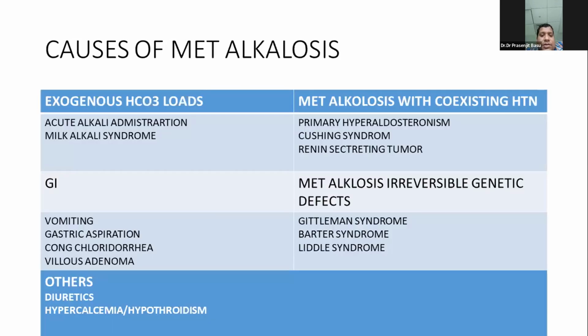Causes of metabolic alkalosis. Exogenous bicarbonate loads, acute alkali administration or milk-alkali syndrome. GI causes include vomiting, gastric aspiration, diarrhea, villous adenoma. Other causes include diuretics, hypercalcemia, hypothyroidism. And metabolic alkalosis with coexisting hypertension: primary hyperaldosteronism, Cushing syndrome, renin-secreting tumor. Metabolic alkalosis from irreversible genetic defects like Gitelman syndrome, Bartter syndrome, Liddle syndrome.